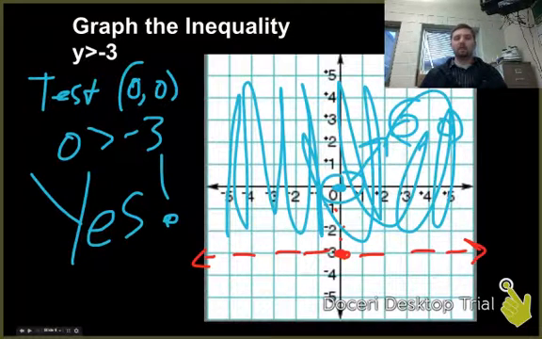Now, I know what you're kind of thinking. You're going, well, Mr. Kressel, what if it's x is greater than negative 3? Well, that would be a similar situation. It would just be a vertical line then. If it was x less than or greater than some value, it would be a vertical line. We would go about it the exact same way. Okay? And that's it for graphing linear inequalities.